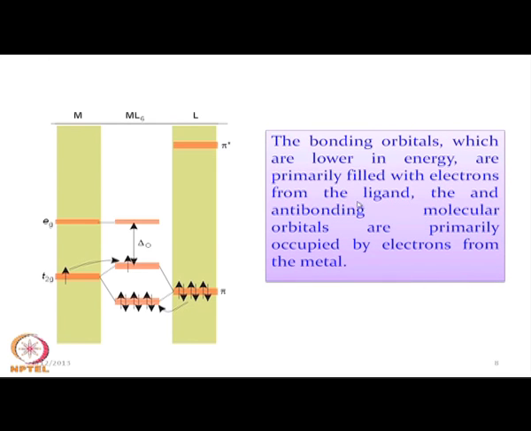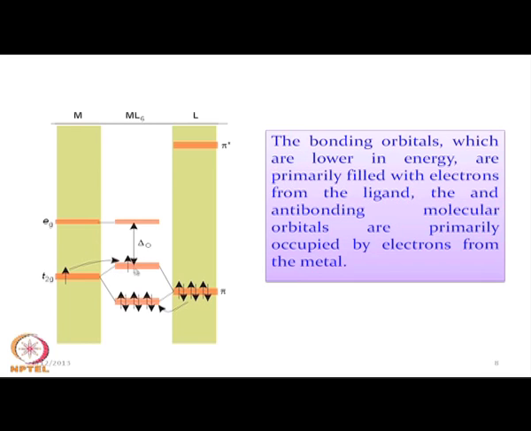So, what we see, therefore, is that the bonding orbitals, which are lower in energy, are primarily filled with electrons from the ligand, because these orbitals are three in number from the ligand side, the T2G set. So, they are basically pi type filled, and the antibonding molecular orbitals are primarily occupied by electrons from the metal. So, this is the corresponding antibonding orbital after pi interactions. So, these antibonding orbitals are of metal type and these bonding orbitals are of ligand type.